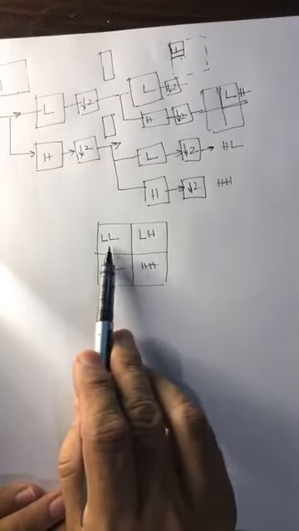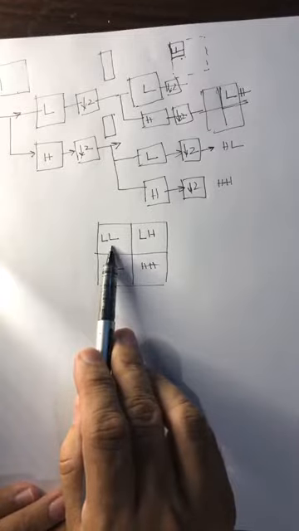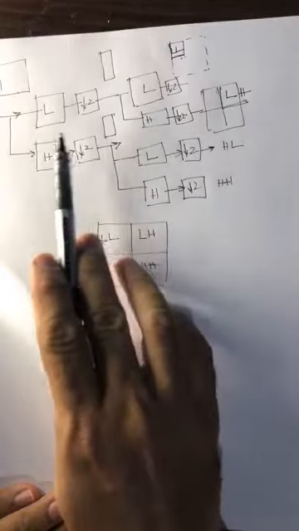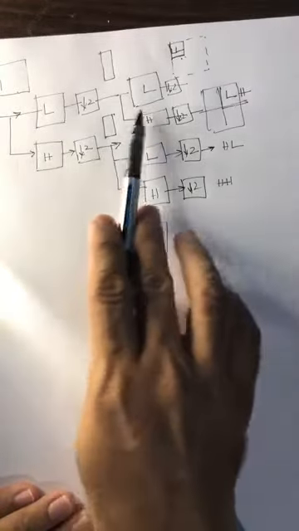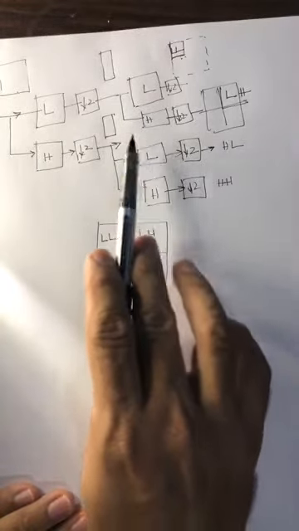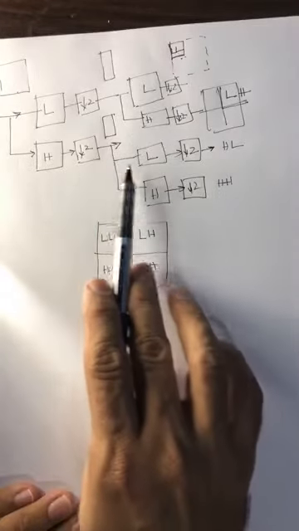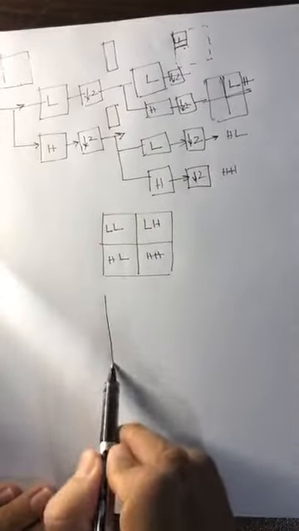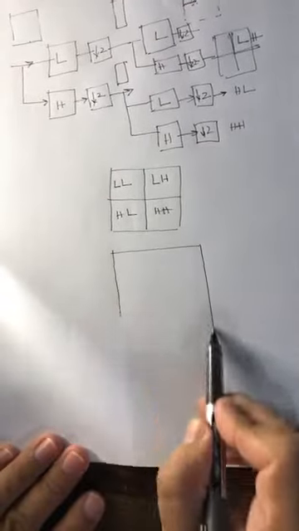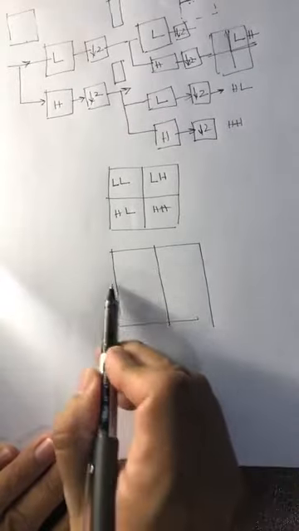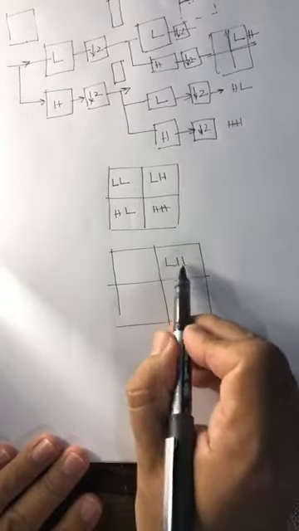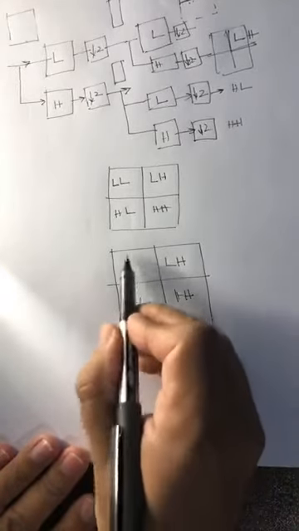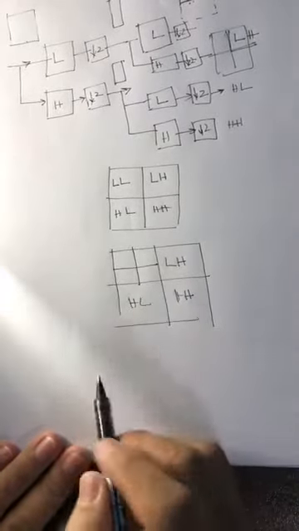Now you take this image and further pass it through the same structure: a low and a low and a high, then low, high, and a high, low, and a high. So this image again, once you do that, you have low, high here, high here, high, low here, and this again is divided into 4 smaller images.